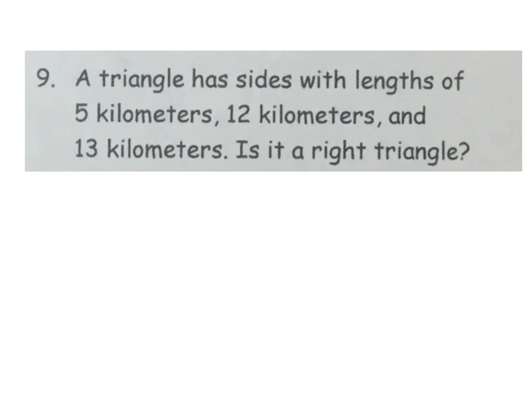All right, number 9. A triangle has sides with lengths of 5 kilometers, 12 kilometers, and 13 kilometers. Is it a right triangle? So we have these sides here. I'll just underline them in red. Okay, and you're wondering, is it a right triangle? So this is where you're going to take 5 squared plus 12 squared equals 13 squared. And you'll be able to put it in your calculator and it will tell you if it's true or false. So if you want to wait till tomorrow to get that, you can just do it really quick. That's fine.